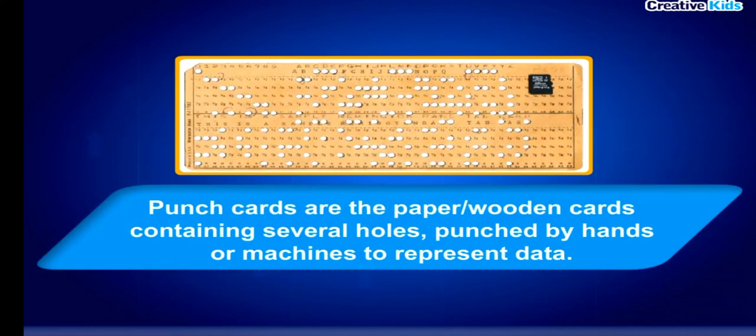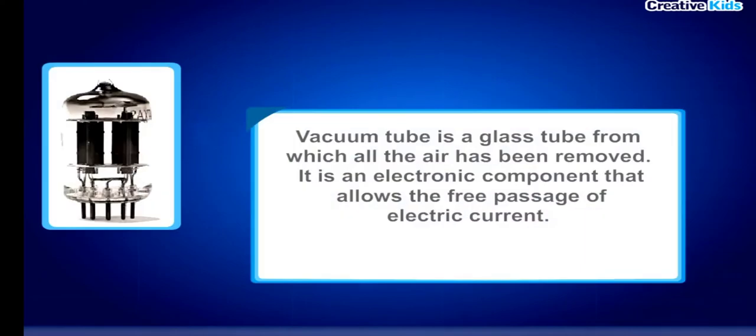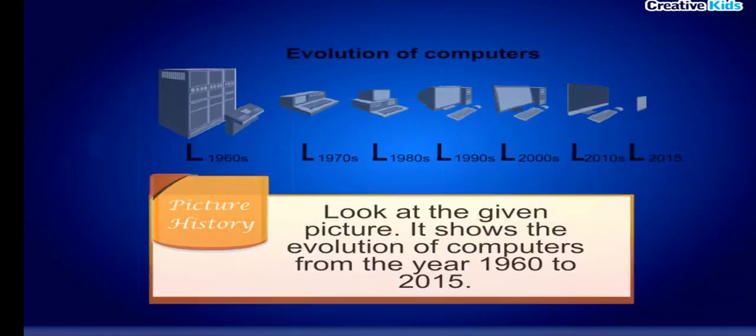Do you know? Punch cards are paper or wooden cards containing several holes, punched by hand or machines to represent data. A vacuum tube is a glass tube from which all the air has been removed. It is an electronic component that allows the free passage of electric current.